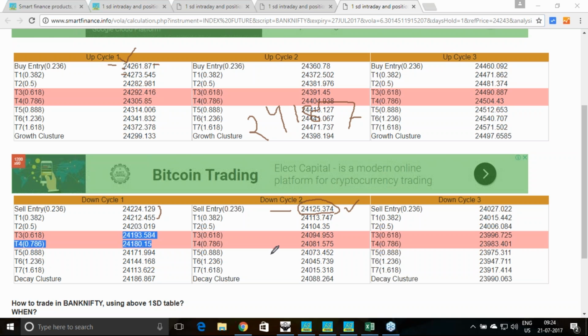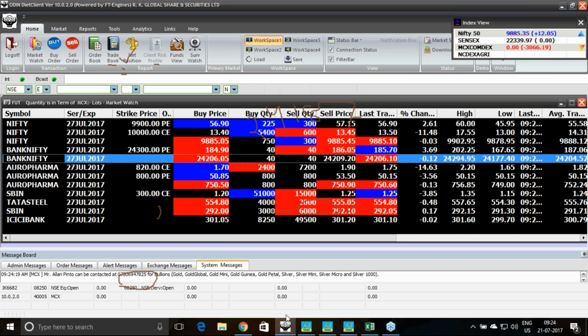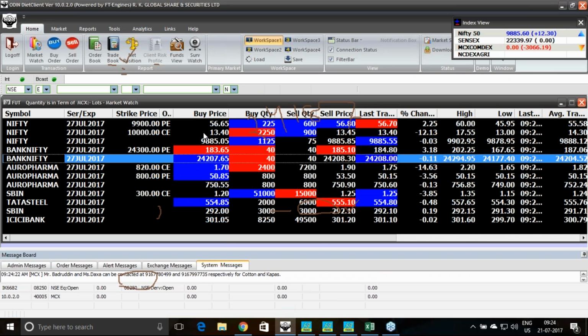If I am selling here, what will be my stop loss? 24,187. So the first cycles cluster will be my stop loss. And if I am buying here, my stop loss is 24,212. So this is the trade I should do in case of Bank Nifty.